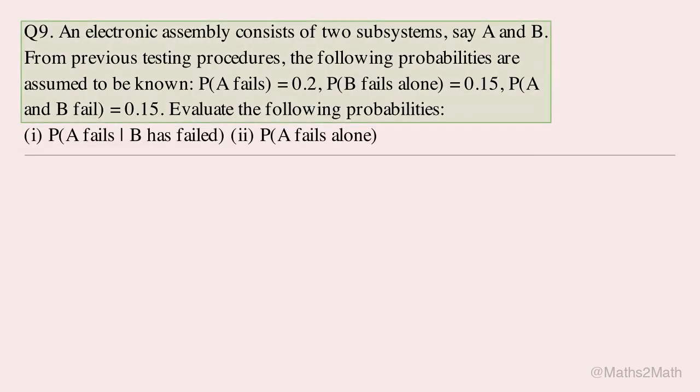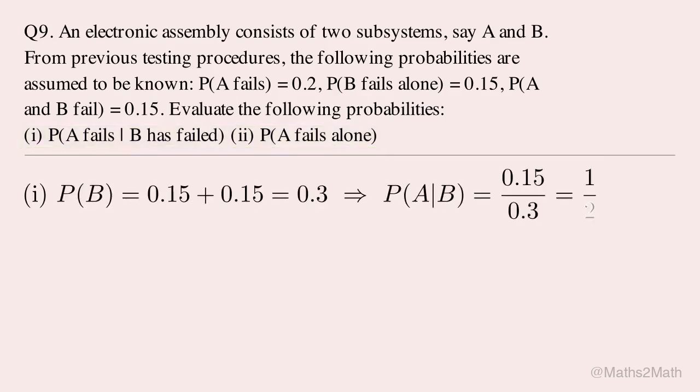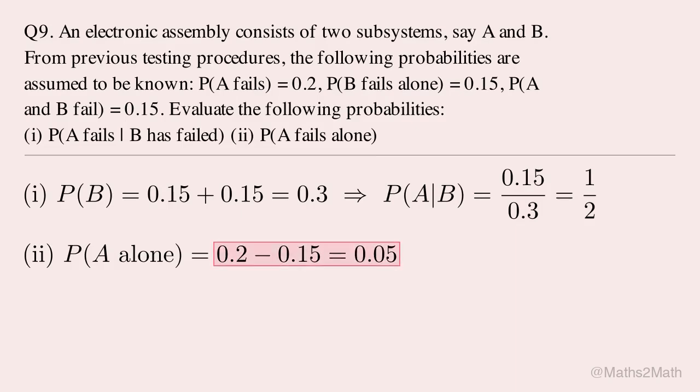Question 9. Failure probabilities of 2 subsystems. Build P of B failing first. B fails either alone or with A. 0.15 plus 0.15 is 0.3. Part 1, 0.15 over 0.3, a half. Part 2, A alone is A minus both. 0.2 minus 0.15, 0.05.